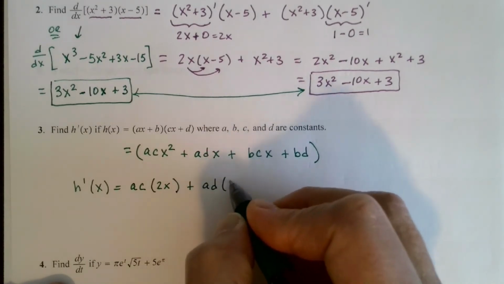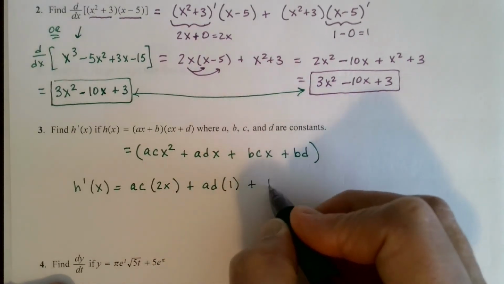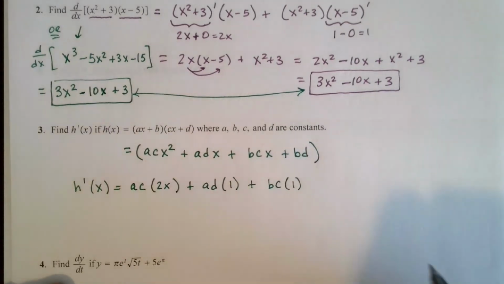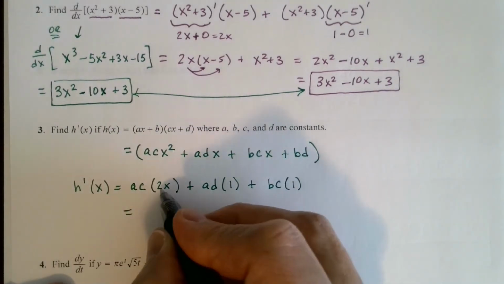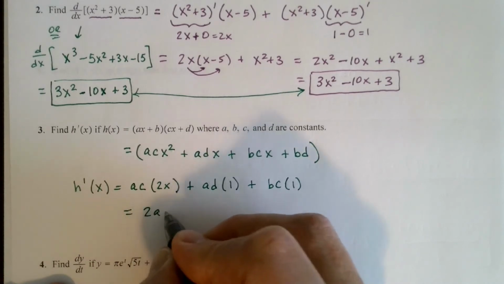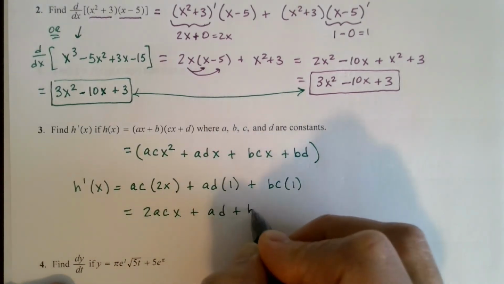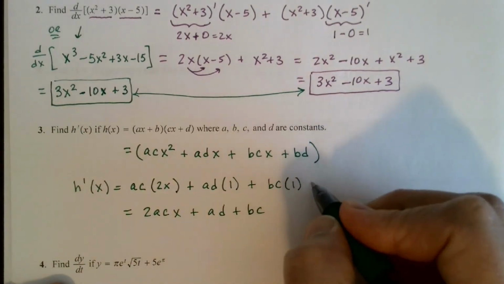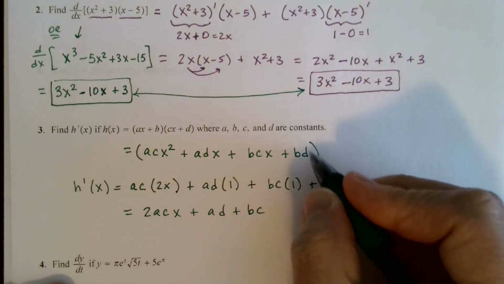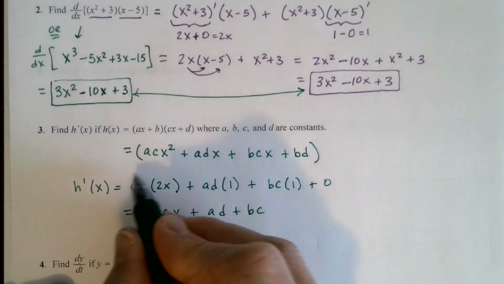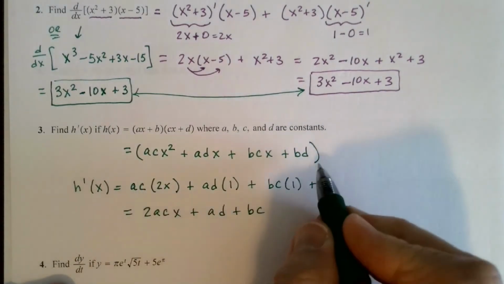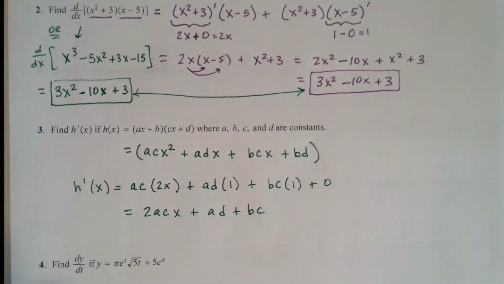What's the derivative of X? It's 1. Same thing here. I get this, which simplifies down to 2ACX plus AD plus BC. By the way, the derivative of BD is 0. Sorry, that's a constant, right? BD is a constant. So there's a difference between a constant multiple and a constant. Okay.